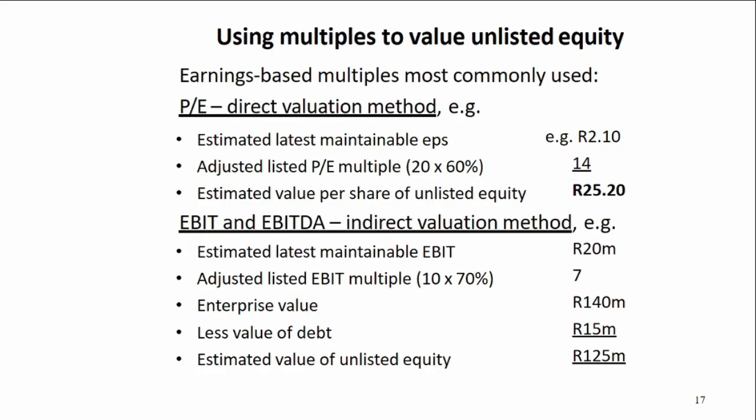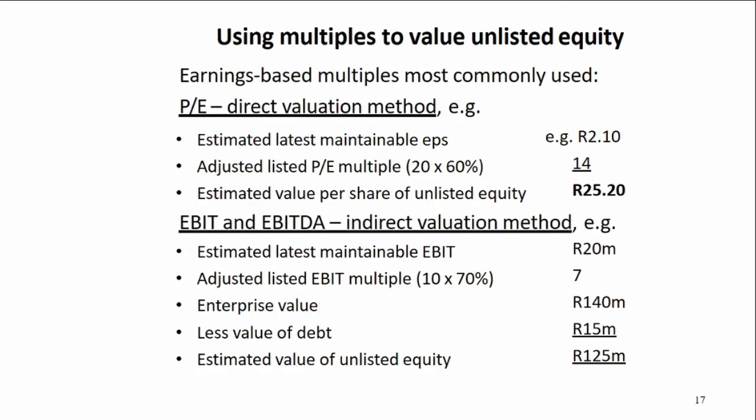We can use the PE multiple method, which is a direct valuation method. So the PE multiples method will value equity directly. How do we determine the value of unlisted equity using the PE multiple method? We will estimate the latest maintainable earnings per share, and we will multiply this by the adjusted listed PE multiple, and this will give us the estimated value per share of our unlisted equity.